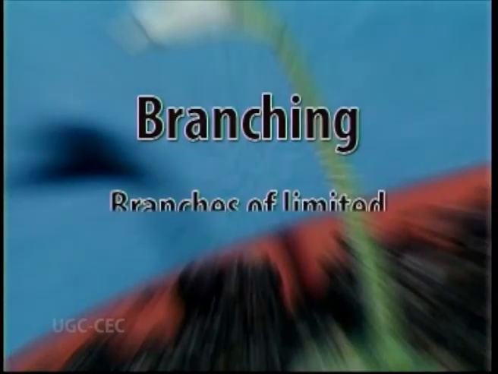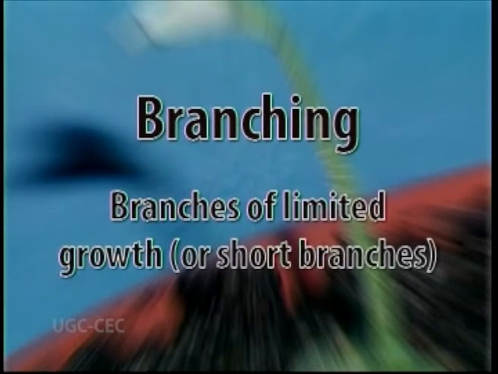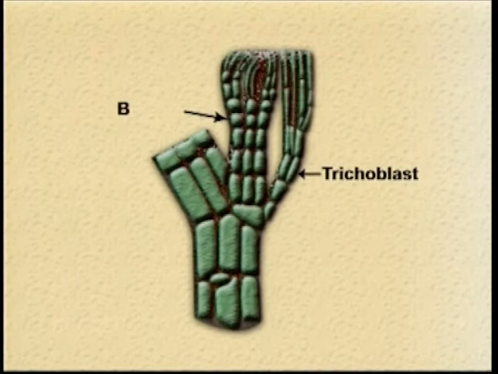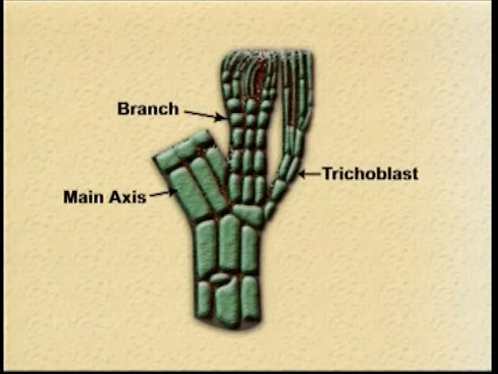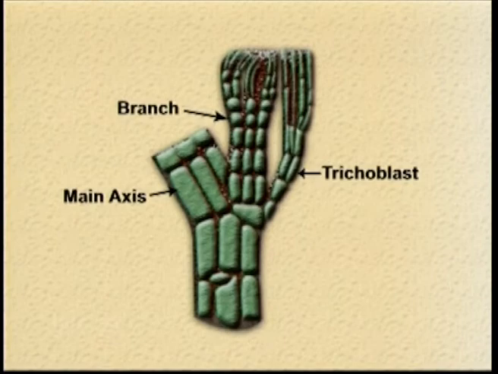The main axis bears two types of branches. Number one is branches of limited growth or short branches. These are also called trichoblasts. They are dichotomously forked and are spirally inserted on the main axis or on a large branch. The basal cell of the last trichoblast, however, remains buried between the pericentral cells as a scar cell.